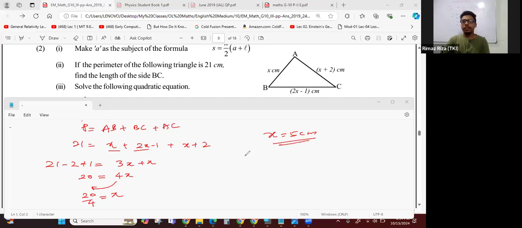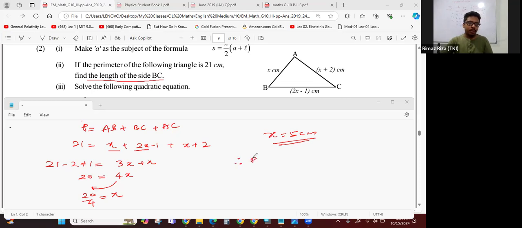So in this problem, the question is not to find x, but you have to find the length of BC, right? So you have to find the length of BC. In exams, some students go to the next question and forget what the question was, right? So here we want to find the length of BC.